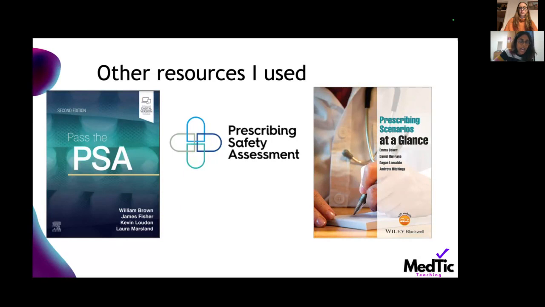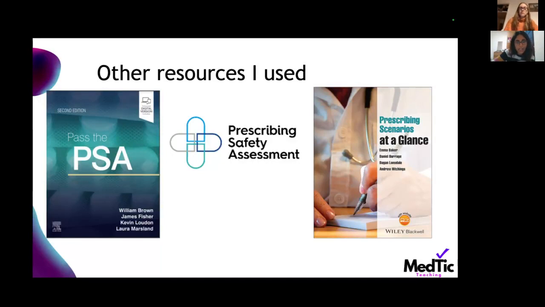Also, you have the actual Prescribing Safety Assessment question banks themselves with lots of mock papers. I did those quite a lot as well and repeated each exam paper about twice. And then the other thing that I used, that I got from a friend, was the At a Glance books. There's a textbook and a workbook with loads of questions and answers that I did as well.